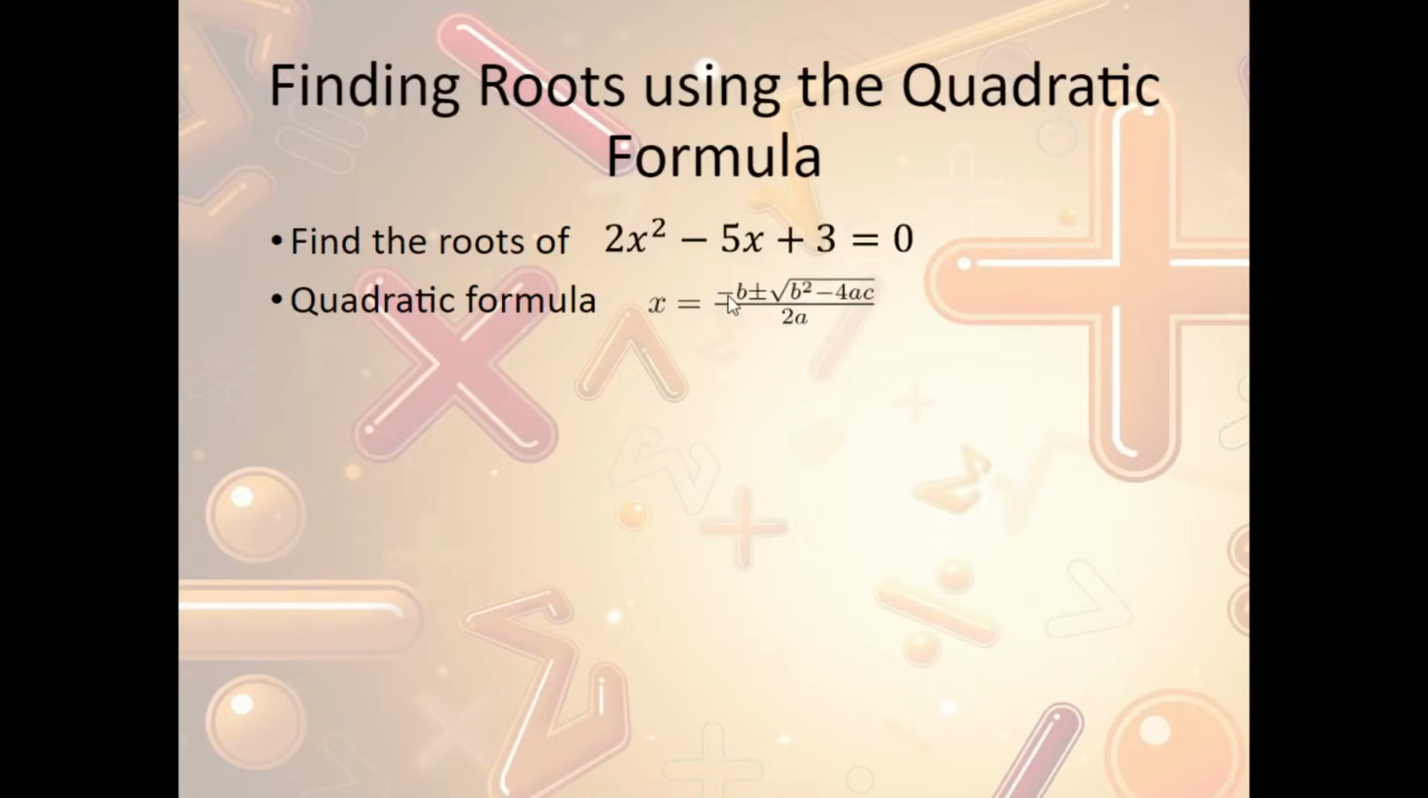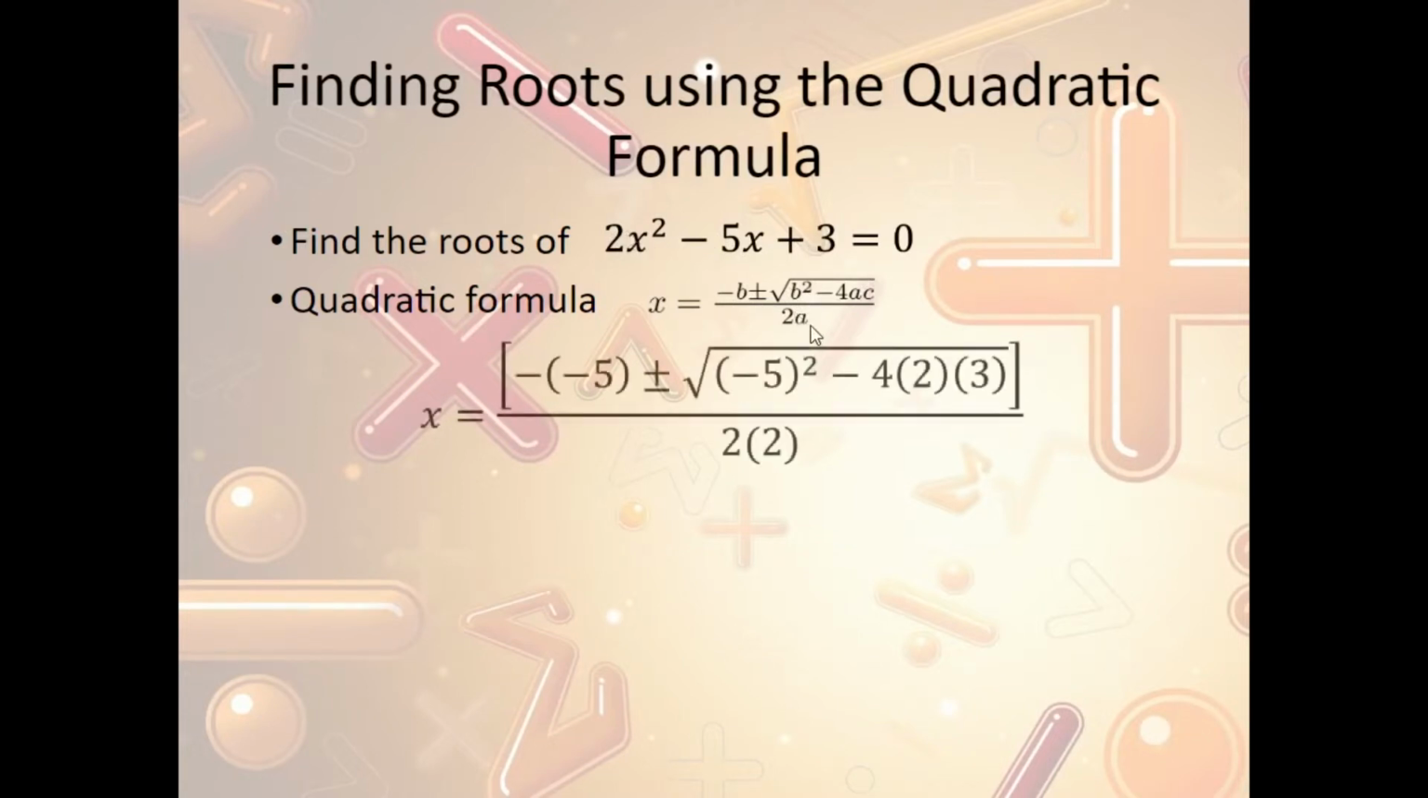So we're going to plug it into the formula. We plug negative 5 in for b. We plug, again, negative 5 in for b here. We plug 2 in for a, and we plug 3 in for c, and then we plug 2 in for a down at the bottom. We get this. We simplify.